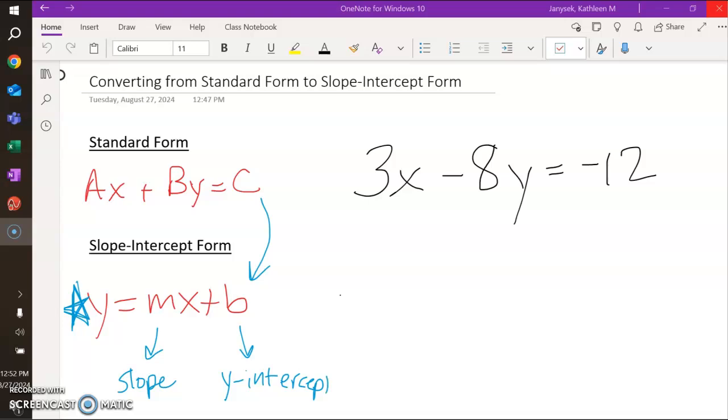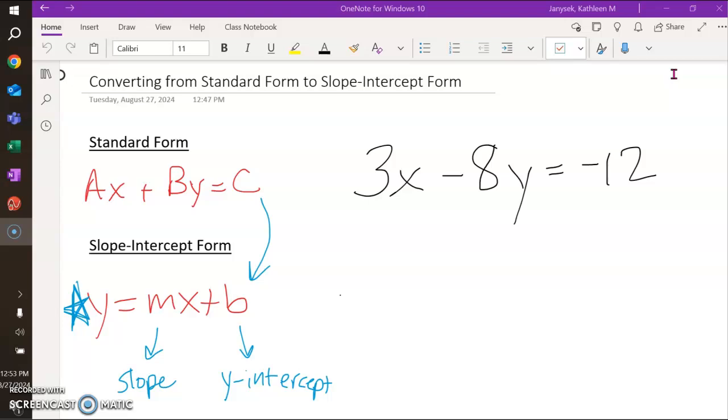What I'd love for you to do for this video is to record everything that's on here in your journal, including the title, Converting from Standard Form to Slope-Intercept Form. So write the title down, write down the two different forms, Standard Form and Slope-Intercept Form, and we're going to learn how to convert from one to the other.